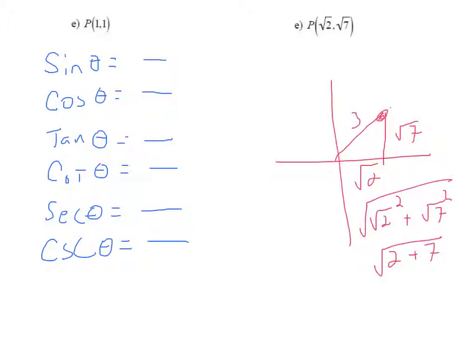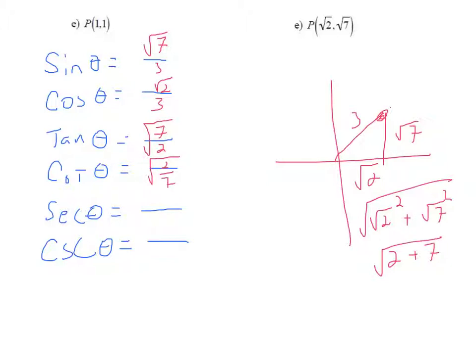So sine is square root 7 over 3. Cosine is square root 2 over 3. Tangent is the square root of 7 over 2, so we could write that as one big square root if we wanted to. All right, 7 over 2. And the cotangent's reciprocal of that, so one big square root 2 over 7.